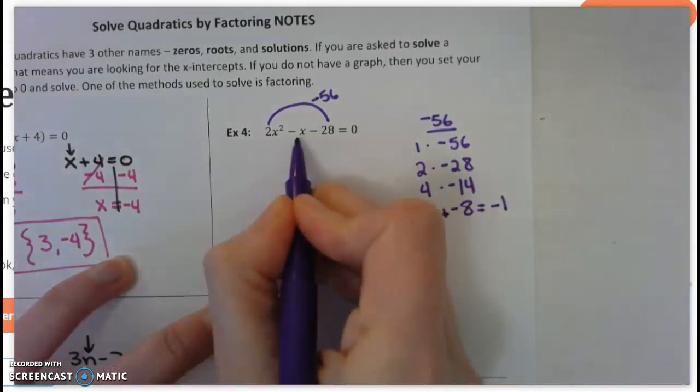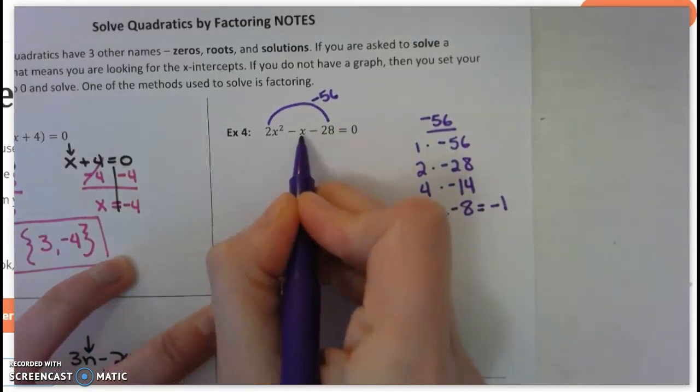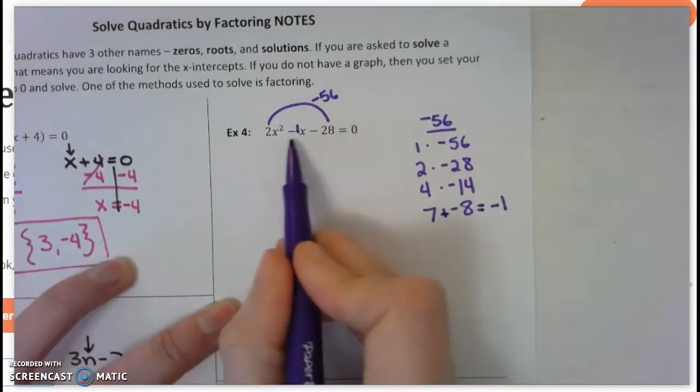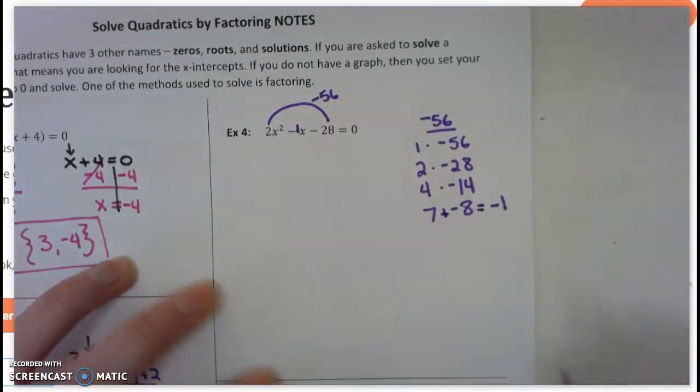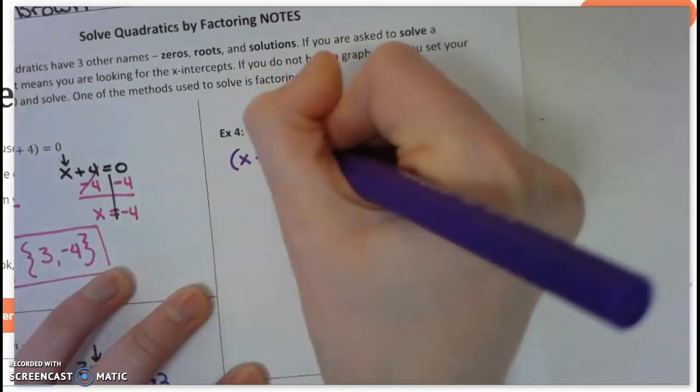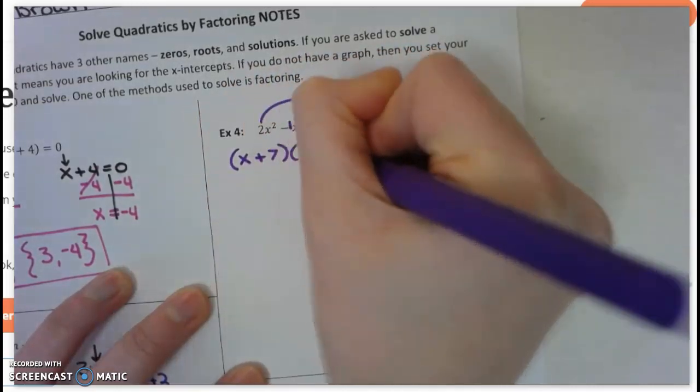Now, I know that there's not actually a number written right there, but when the x, that middle term, doesn't have a number, you put a 1. That's why I knew it needed to add to be negative 1. So now I've got x plus 7 and x minus 8.